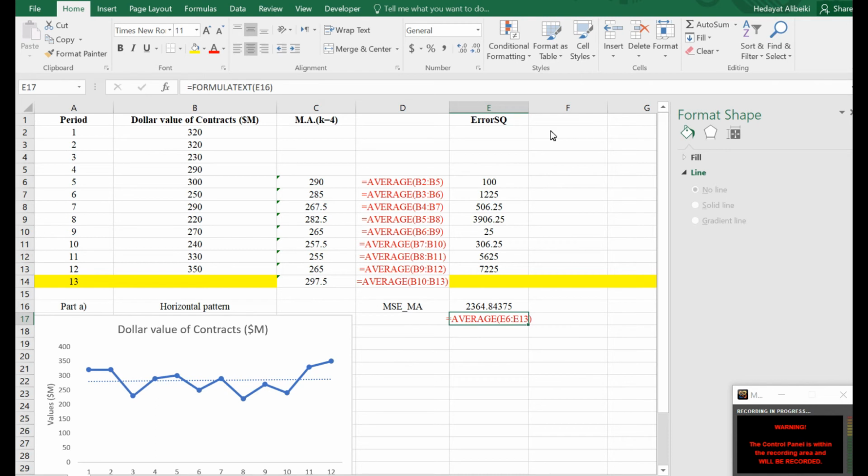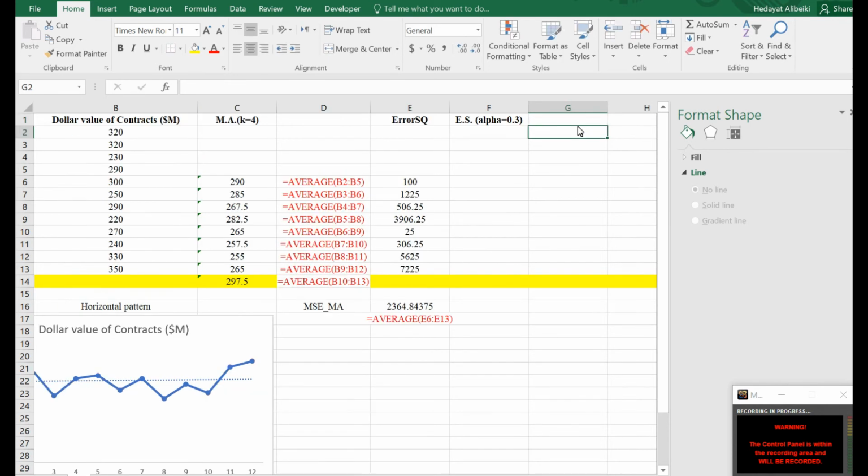That's for moving average. Using moving average, this is my forecast for the next period, 297.5. So for now we just have these forecasts for this particular technique. We just need to do exponential smoothing and check to see if that one gives us a better forecast or not. Exponential smoothing, alpha 30%.